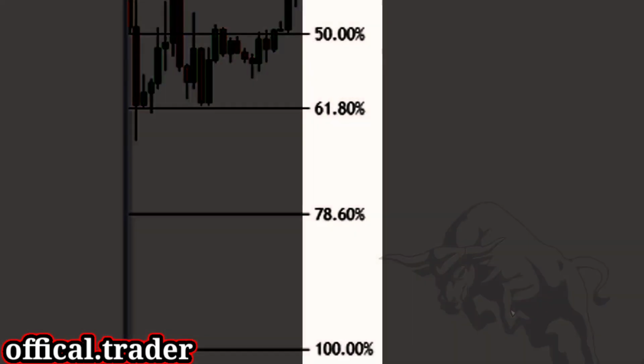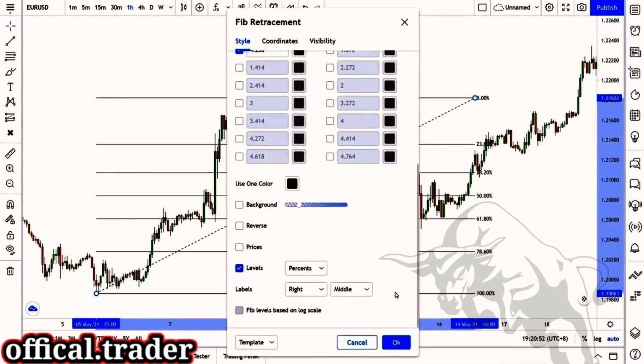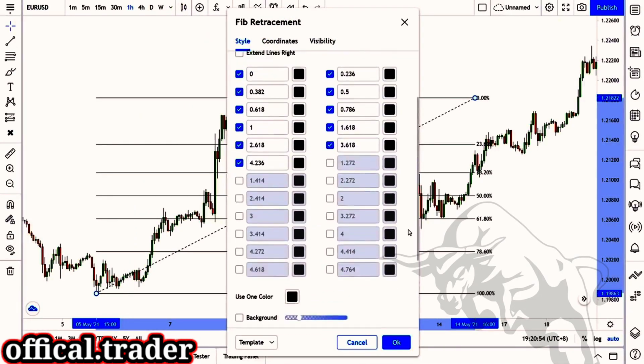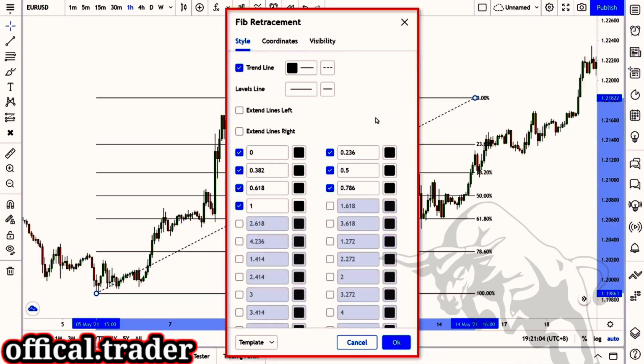This makes the Fibonacci levels easier to read on your chart because they won't be showing up in the middle of the candlesticks. Then if we scroll back up to the top, we're going to untick all of the levels that are greater than 1. So double check that your settings are the same as what's on the screen right now, and let's continue.